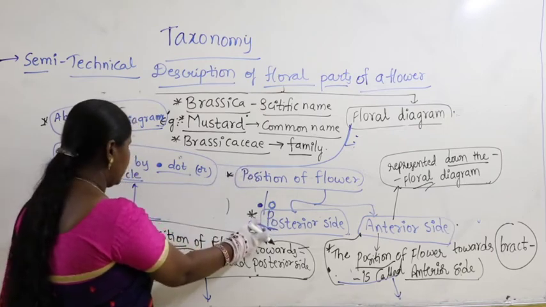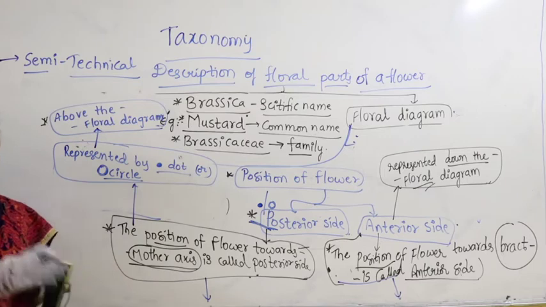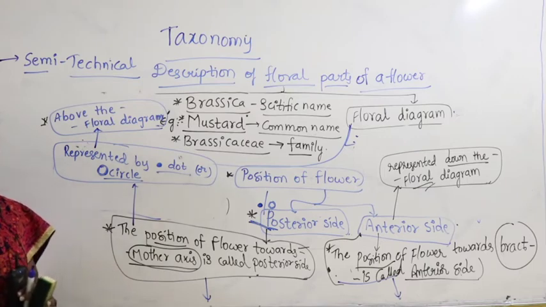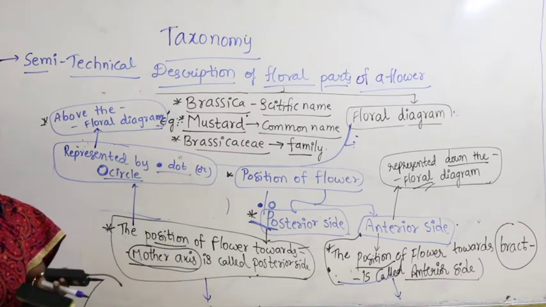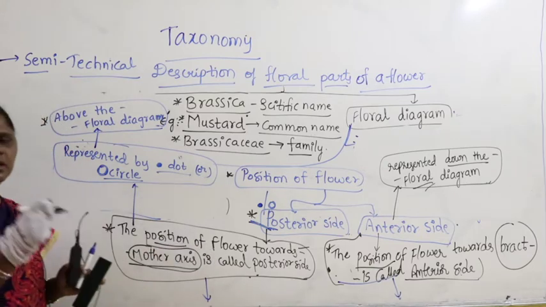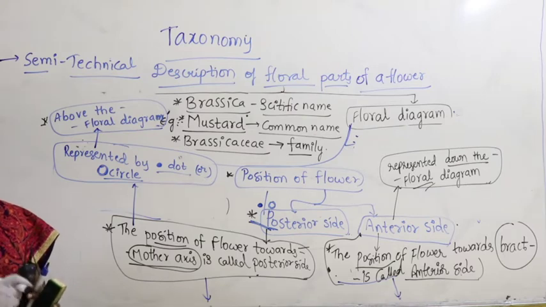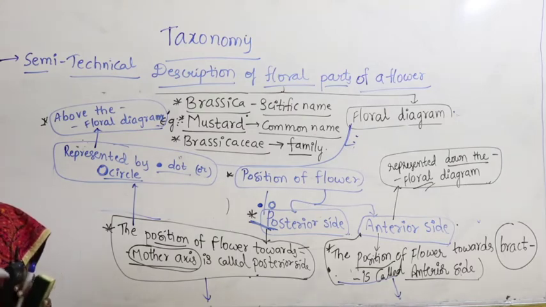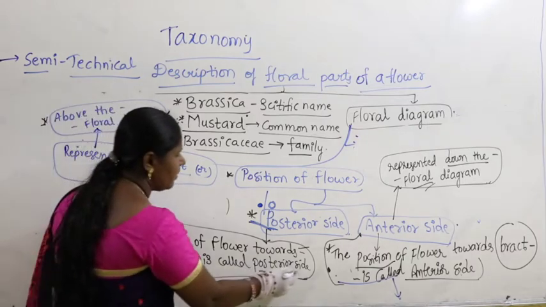What is posterior side? Even if I say it 10 times, most of the time in the weekend exam, when multiple choice questions are there, most of the people get confused here. Towards mother axis, they will write anterior side. No, the position of the flower towards the mother axis is called posterior side. Remember that point thoroughly in your mind. However many times we say it, most of the people choose the wrong answer. It is a simple point, but you have to remember it.